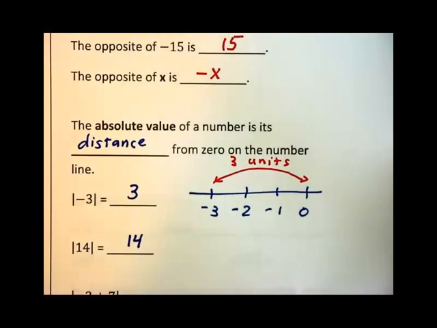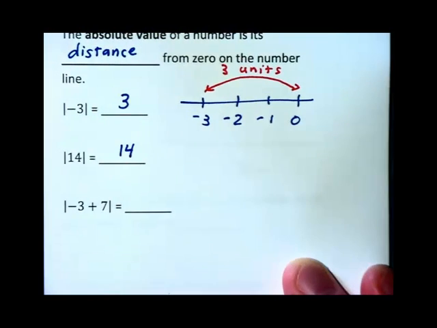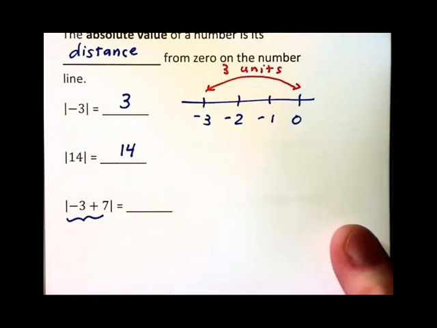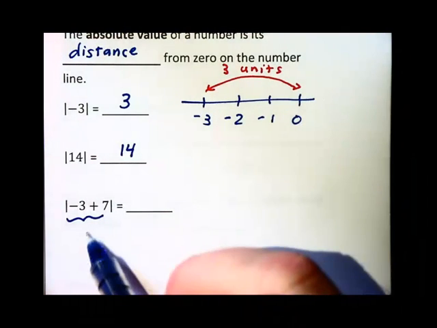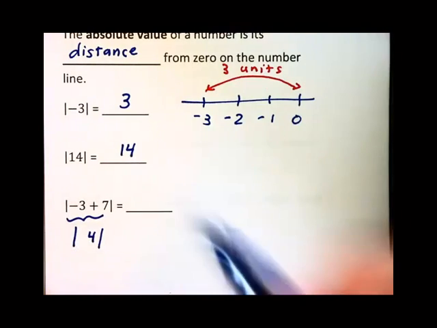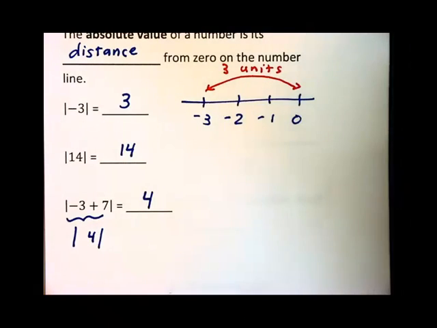When there is, as in this last example here, a math problem inside the absolute values, you do that math problem first. Negative 3 plus 7 is 4. We then find the absolute value of 4, which is equal to 4. Absolute values are quite easy and quite fun to work with, as you can see.